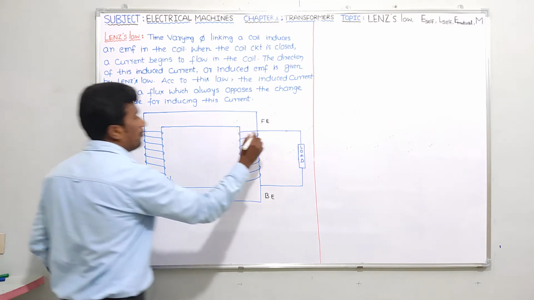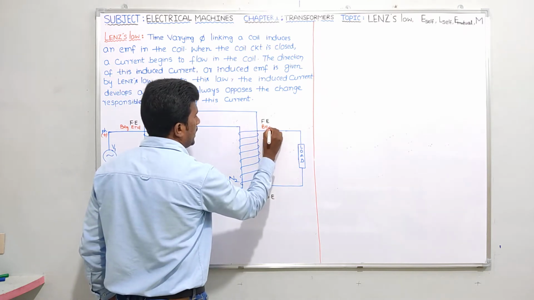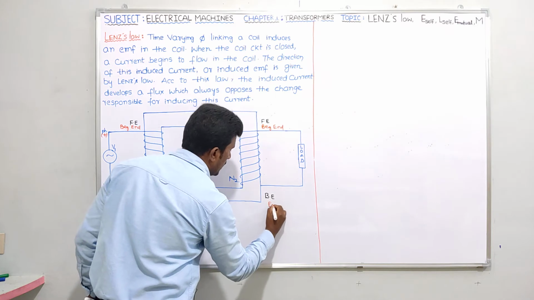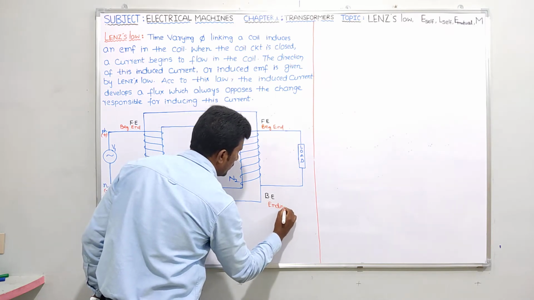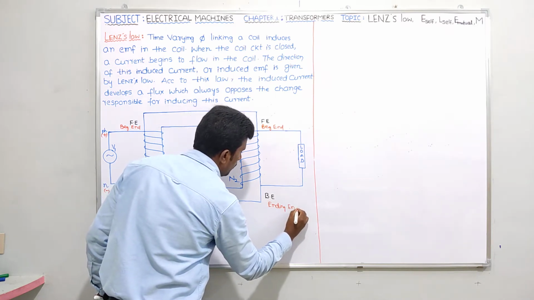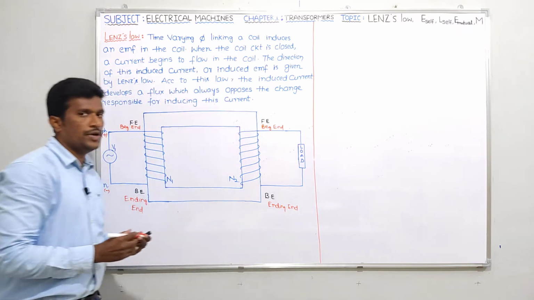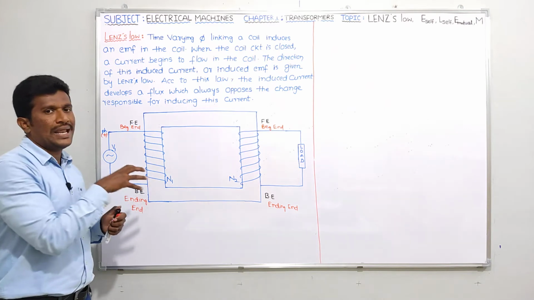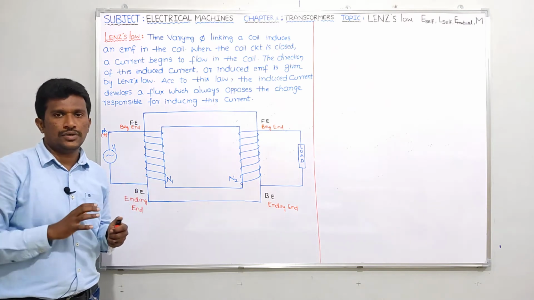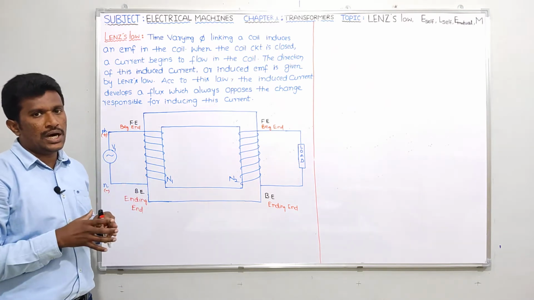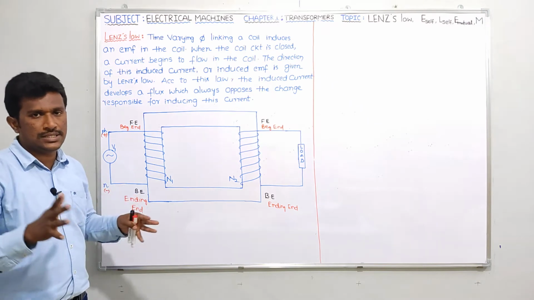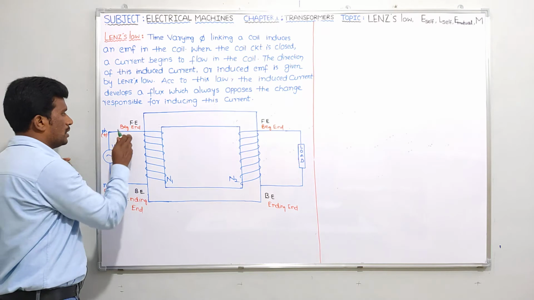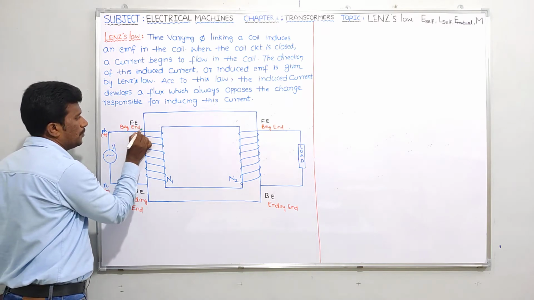Once again here: front end, beginning end, back end, ending end. And I think one more point I discussed in the previous video. We can assume dots at the beginning end or ending end of coils, as we wish. So let us assume dots at the beginning end of coils. See in this coil, which one is the beginning end? This one. So let me assume a dot here.